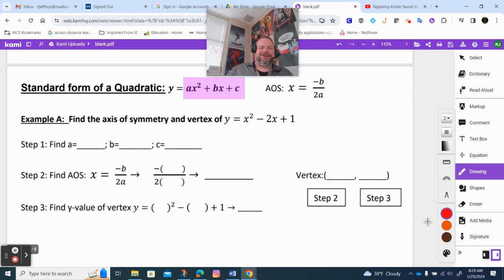All right, so what is our A right here? What is the number in front of the x squared? 1. Very good. What is our B? What's this number in front of x? -2. And then what's our third wheel? 1. Okay.